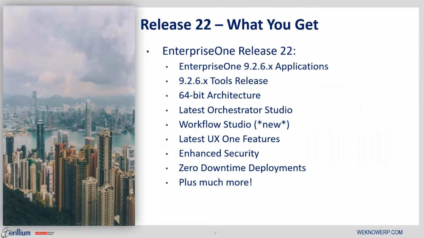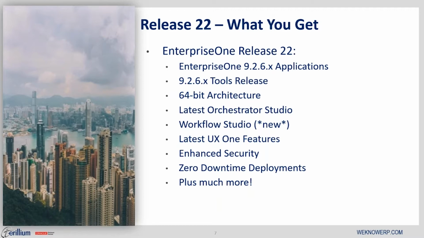So what is it that you get with release 22? Basically, you're going to get current on Enterprise One 9.2.6.x applications, the corresponding 9.2.6 tools. You will have to be on a 64-bit architecture. You'll get the latest and greatest from Orchestrator Studio, which we're going to show some features of. You get the new Workflow Studio, which removes the need to have the separate, development client-based workflow modeler.